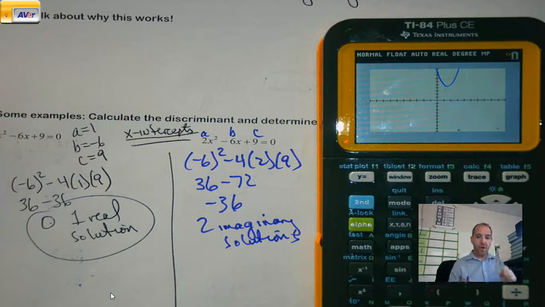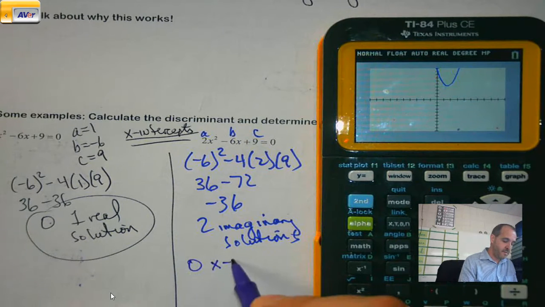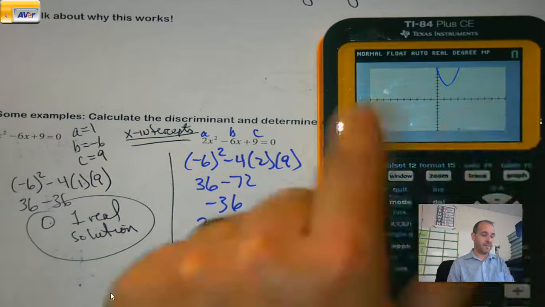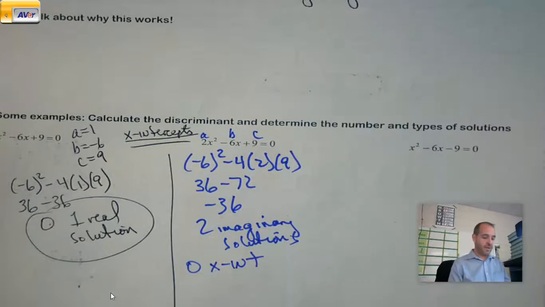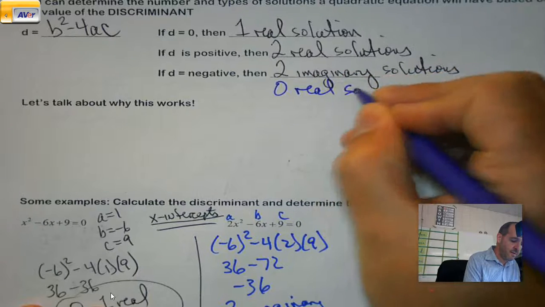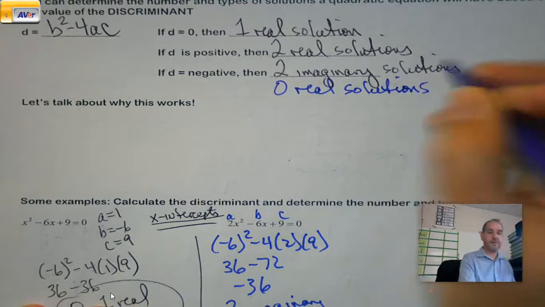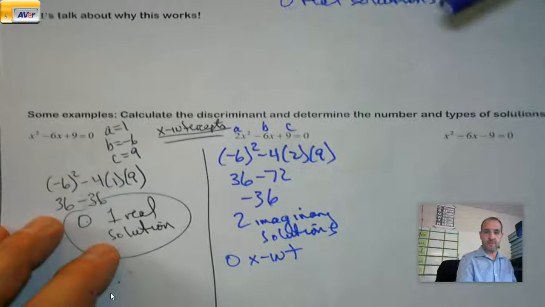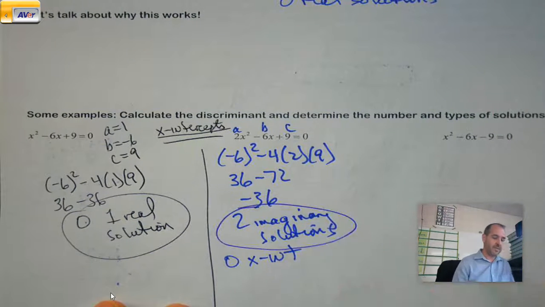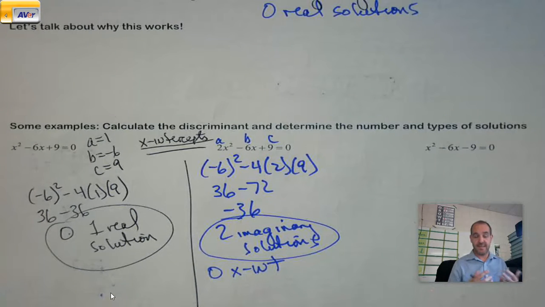Notice there are 0 x-intercepts. This parabola never crosses the x-axis. So another thing that we could say, besides two imaginary solutions, is that there's going to be 0 real solutions. And we'll get into talking about what that means. That's going to come in the next section when we talk about complex numbers. But for right now, we'll just stick with this. Or you could say 0 real solutions. Technically, that's correct. But I just wanted to introduce that to you a little bit.